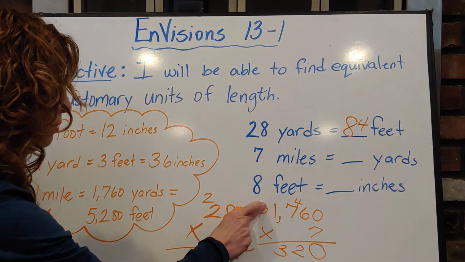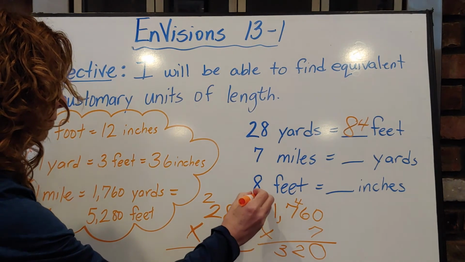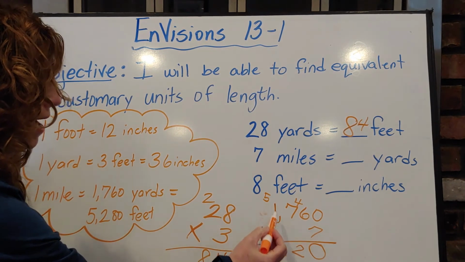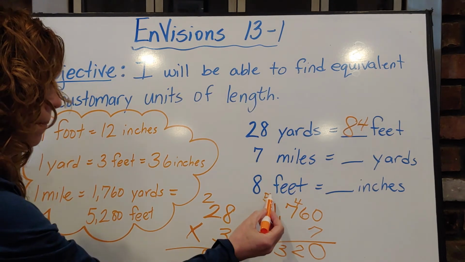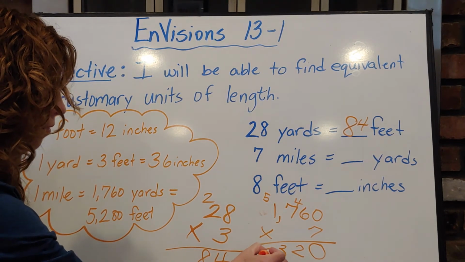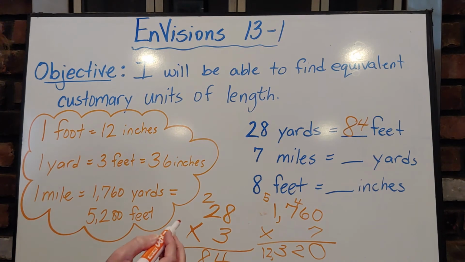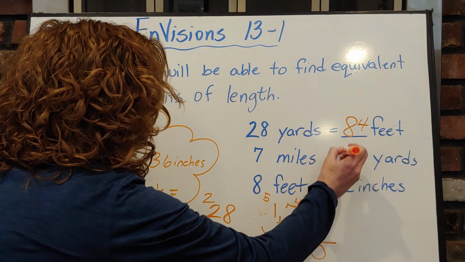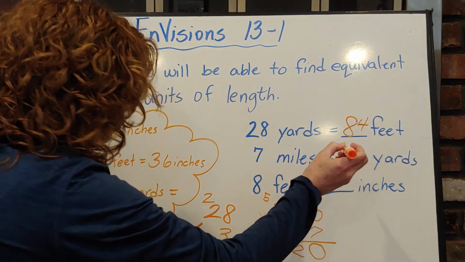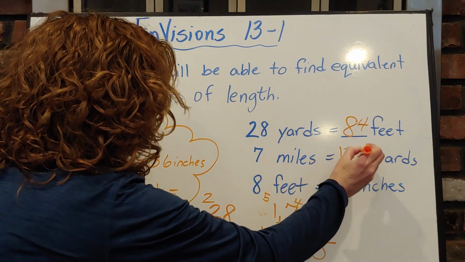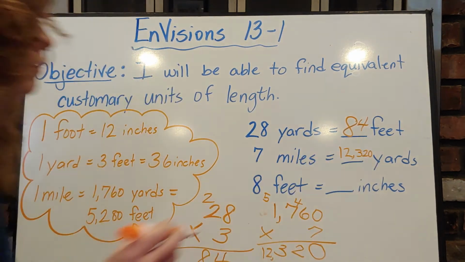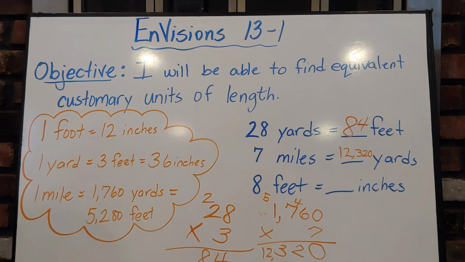And we'll make this a little smaller. It's a little too big. 7 times 1 is 7. Plus 5 is 12. So we're going to squeeze that in. 7 miles equals 12,320 yards. Great.